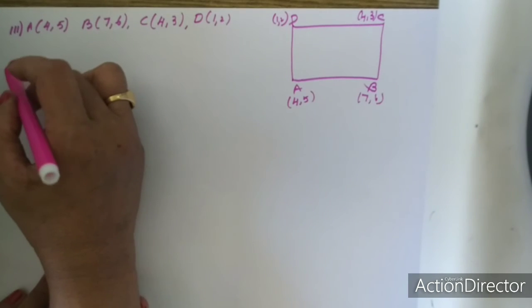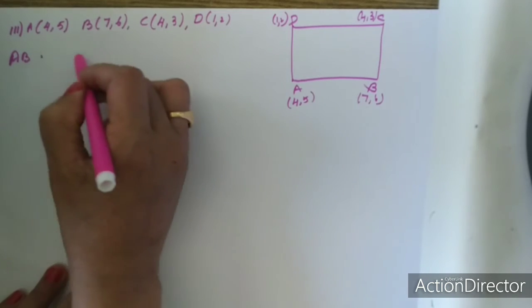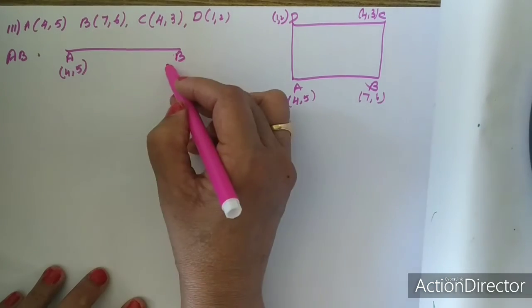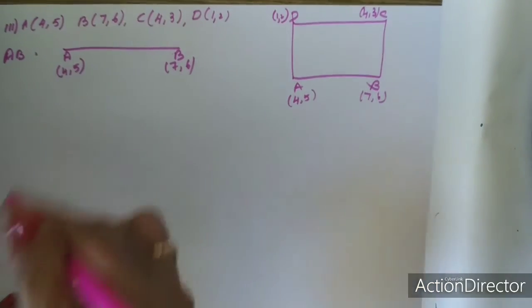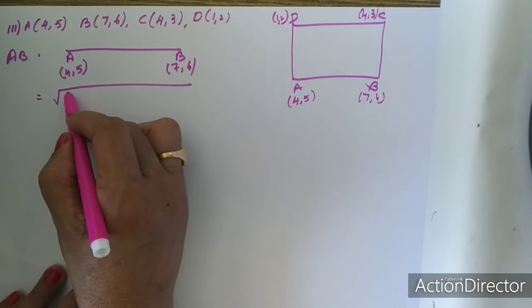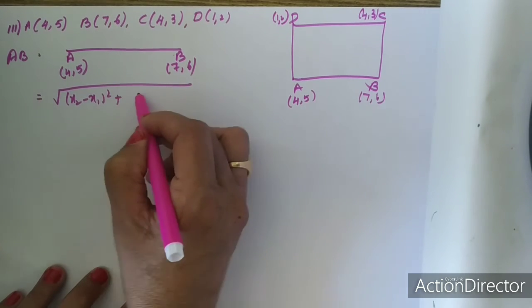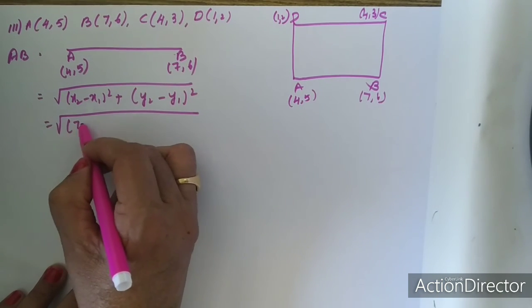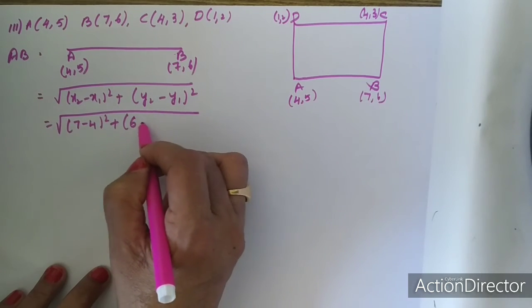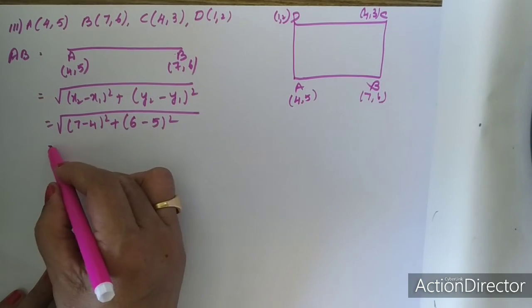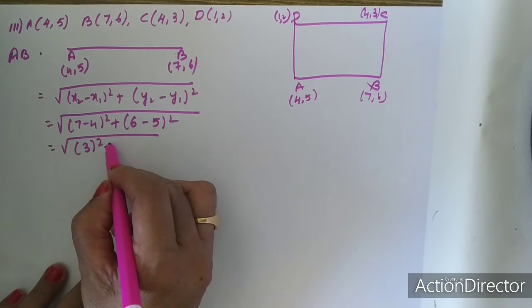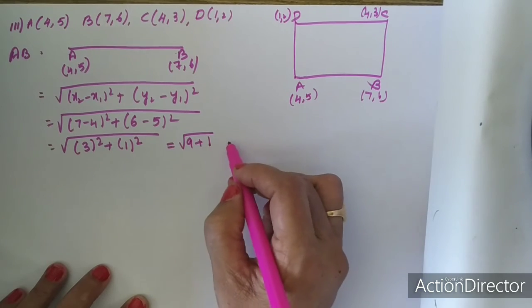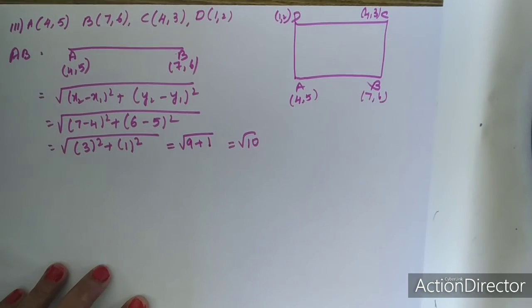So first let us find the distance of AB. As I said, you draw the figure over here. A is 4, 5 and B is 7, 6. So let us calculate the distance, which is the square root of x2 minus x1 whole square plus y2 minus y1 whole square, which is equal to under root of 7 minus 4 whole square plus 6 minus 5 whole square, under root of 3 whole square plus 1 whole square, which is equal to 9 plus 1, which is equal to root 10. It cannot be factorized further.